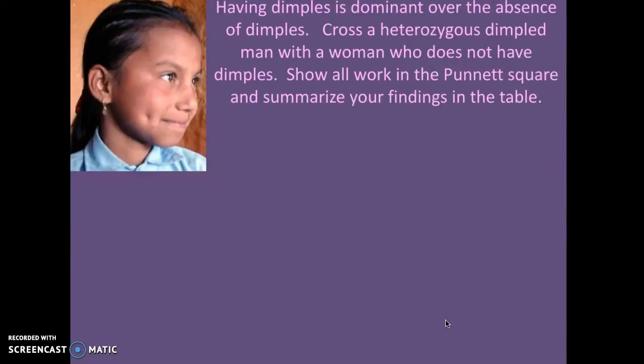So having dimples is dominant over the absence of dimples. Cross a heterozygous dimpled man with a woman who does not have dimples. Show all of the work in the Punnett square and summarize your findings in the table. Go through, work out this problem for me, and I'm going to see you in the next slide.